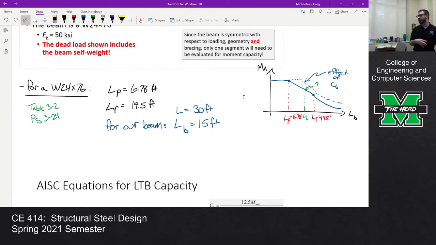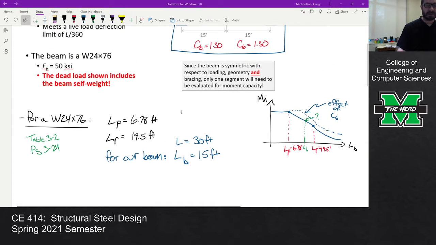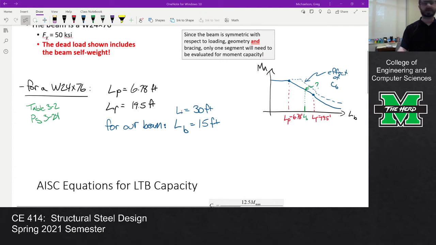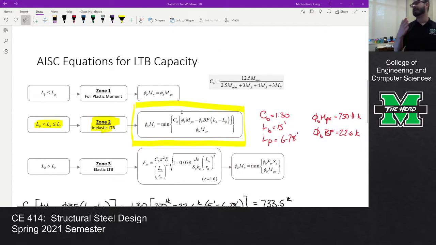So we looked up the LP and the LR. The LP was around 6.8 feet, and the LR was 19.5 feet. When you compare that to an LB of 15 feet, remember that this is a key: there's a difference between the length of the beam and the unbraced length of the beam. The unbraced length of the beam is the distance between braces, and that's 15 feet. So it's clear that we're in Zone 2, so we use our Zone 2 expressions to compute the capacity. Here's our flow chart again, right? I just copy and pasted it in there, and that was our Zone 2 expression.